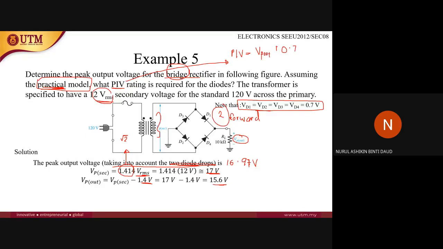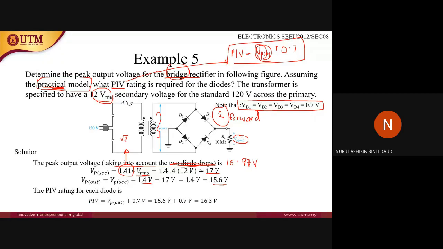So now, since you already know the value of the output voltage, you can calculate the PIV. So the PIV rating for each diode will be 15.6 volts plus 0.7 volts. So it will give you 16.3 volts. Okay, so this is the final answer.